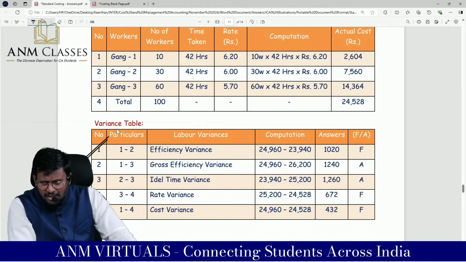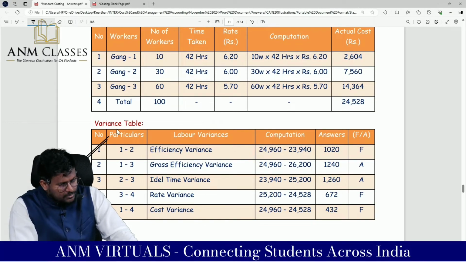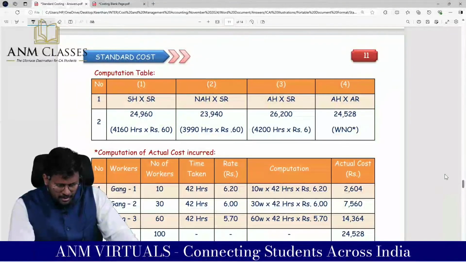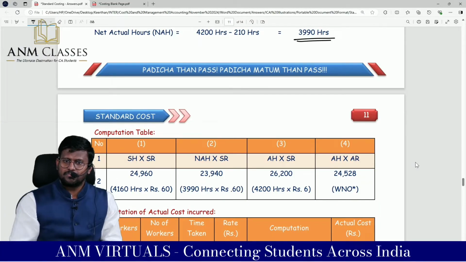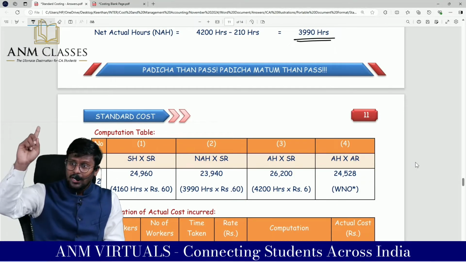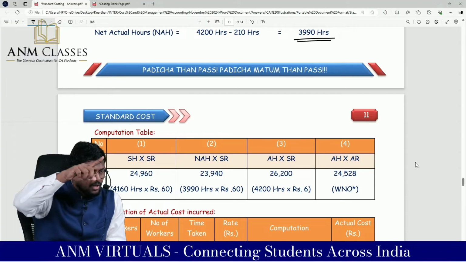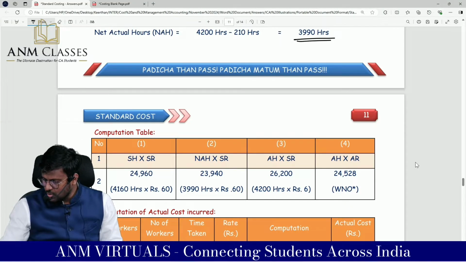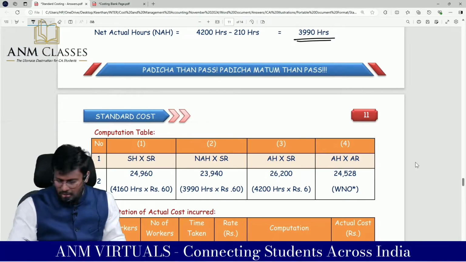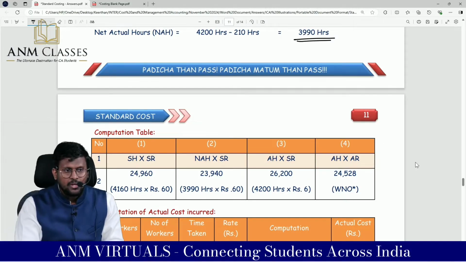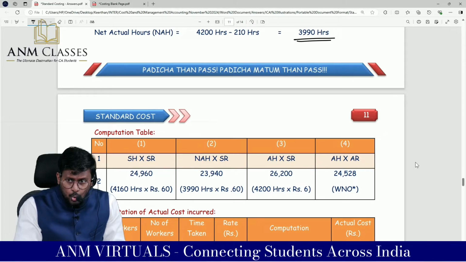Are you able to reconcile? நான் என்ன எப்படி பேசுறேன் உனக்கு புரியுது? The next one man, ரொம்ப simple man. The next one is labor idle time variance. 1 minus 2 labor efficiency variance, 2 minus 3 labor idle time variance. We know how much is the idle time percentage, 5%. 4200 is the actual hours, gross hours. 4200 into 5%, 210 hours. What is the standard rate? 210 into 6 comes to 1260.